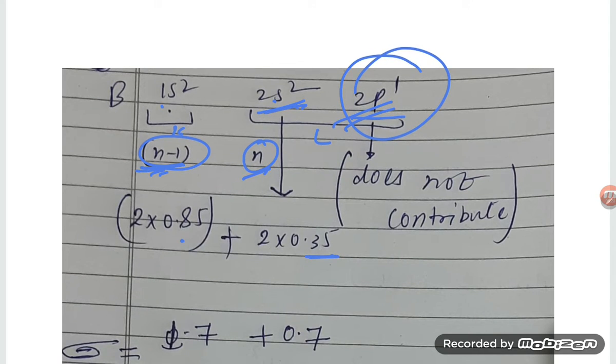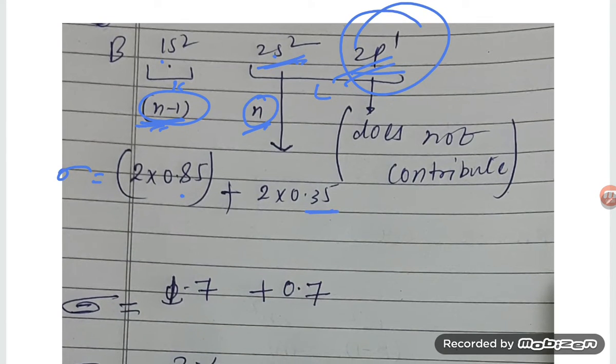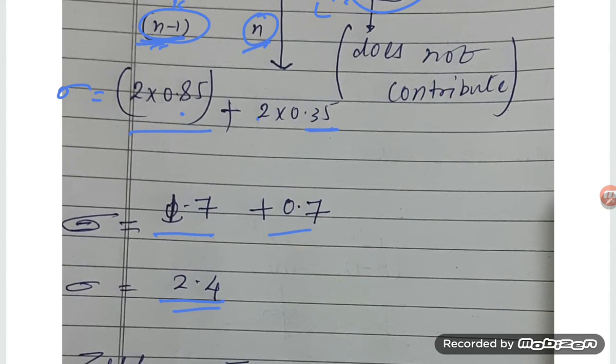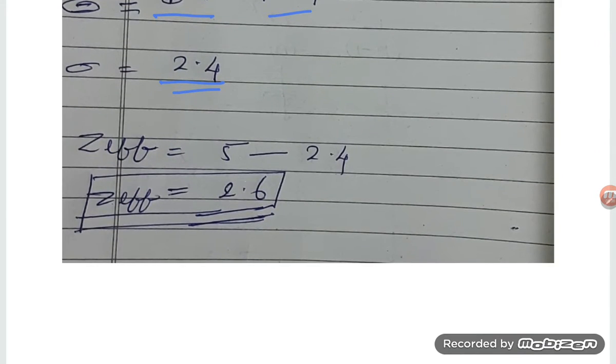So how to calculate, student? 2 into 0.35 and 2 into 0.85. Okay, this is the sigma value we are calculating. So how much are we getting, student? 2 into 0.35 is 0.7, and this is 1.7. So you add them, this comes to 2.4. Now Z effective is equal to what, student? That is Z effective, I already told you the formula, Z minus sigma. What is the Z value, student? Z is the nuclear charge. So how many protons are there? Atomic number 5 for boron, minus 2.4. So how much is coming? 2.6.